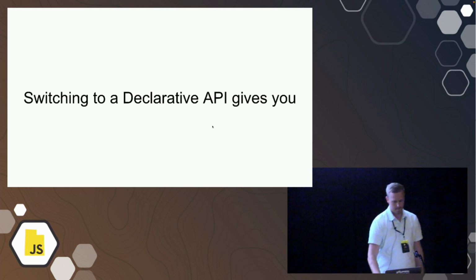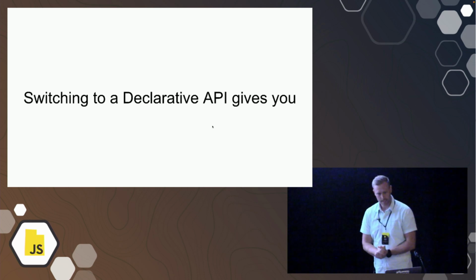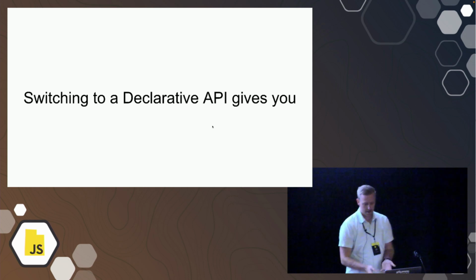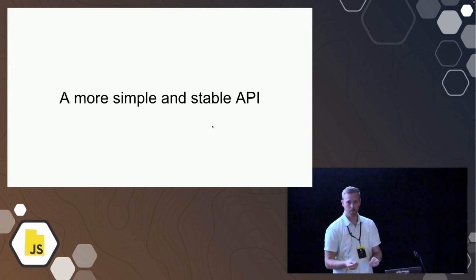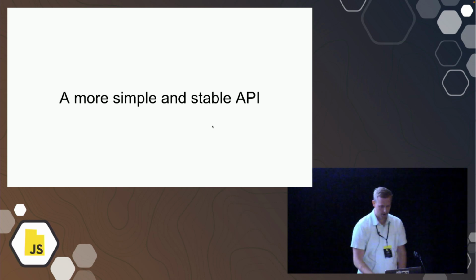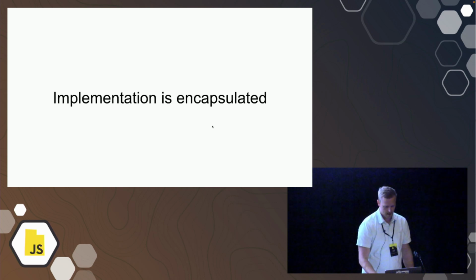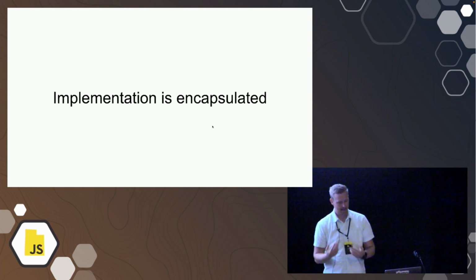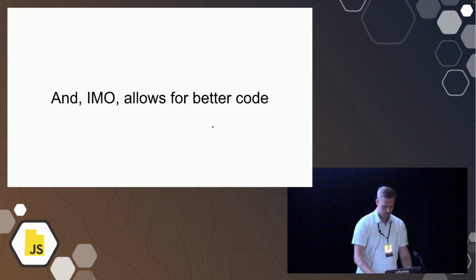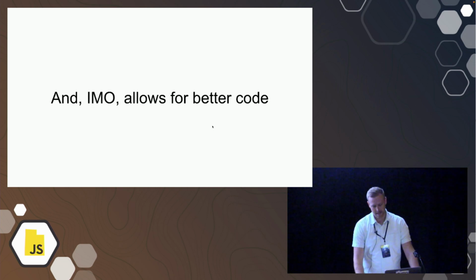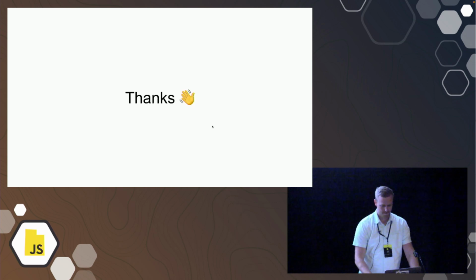But to wrap up, I just want to say that switching to a declarative API gives you a more simple and stable API for the consumers of your component. The implementation is encapsulated, which is really great. And in my opinion, it allows for better code. Thank you.